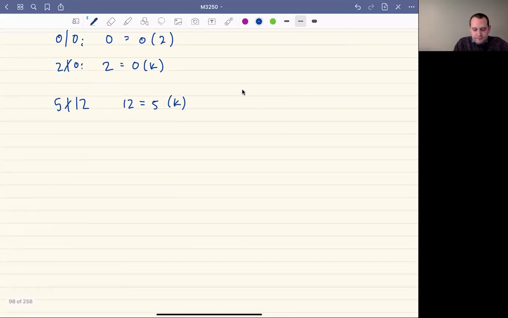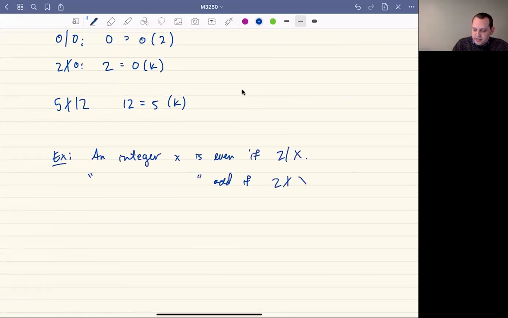As a few examples, we're going to say that an integer x is even if 2 divides x. This is really what it means to be even: there exists an integer k such that x is equal to 2k. And likewise, an integer x is odd if 2 does not divide x. This division sign, or the division sign with a line through it, is how we're going to denote divides or does not divide.